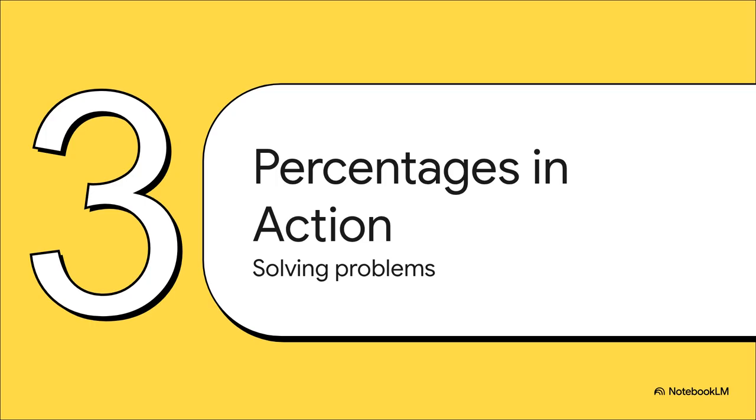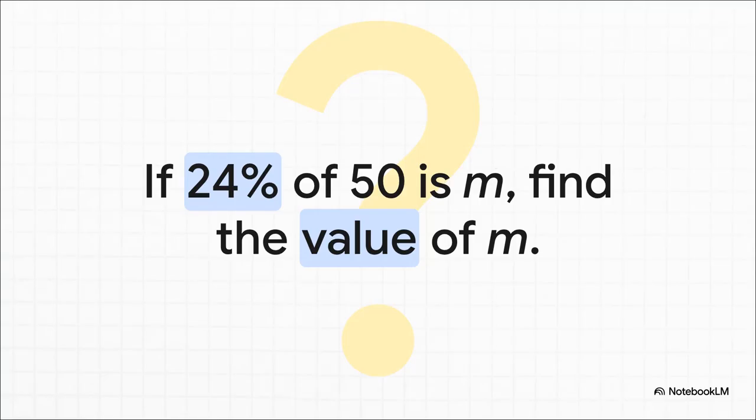Okay. Theory is great and all, but let's actually put this code into action. Let's use our new translation skills to solve a couple of problems you might actually see out in the wild. All right, here's a classic. You've probably seen this kind of question a million times. If 24% of 50 is m, what is m? Now that little word "of" in math, that's a clue. It almost always means multiply. So this question is really just asking, what's 24% times 50?